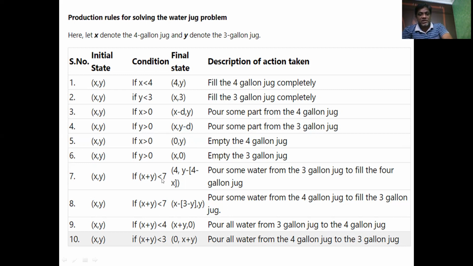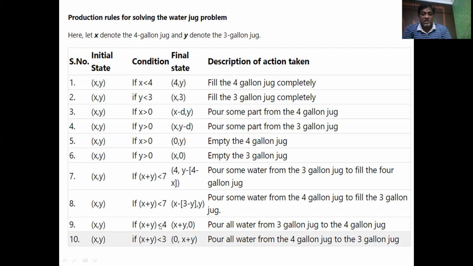If X plus Y is at least 4 and Y is greater than 0, then fill the 4-gallon jug completely by pouring some water from the 3-gallon jug. That means the state becomes 4 comma Y minus (4 minus X), since the remaining part is filled from the 3-gallon jug. Similarly, if X plus Y is at least 3, then you can pour some water from the 4-gallon jug to fill the 3-gallon jug. It is a possible action.